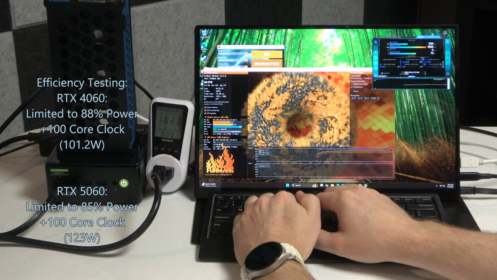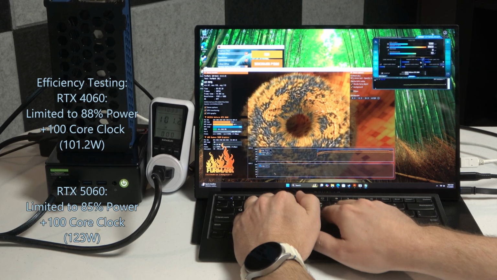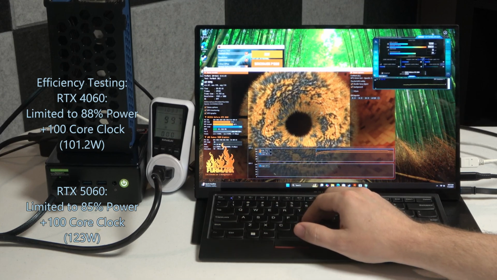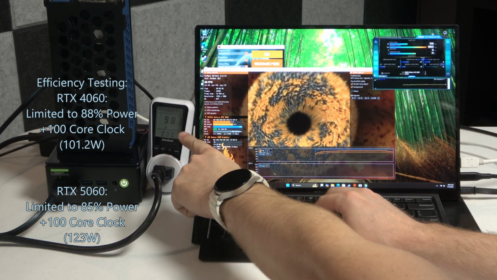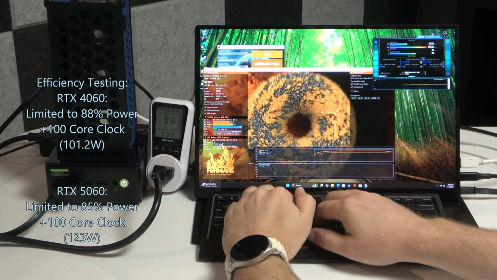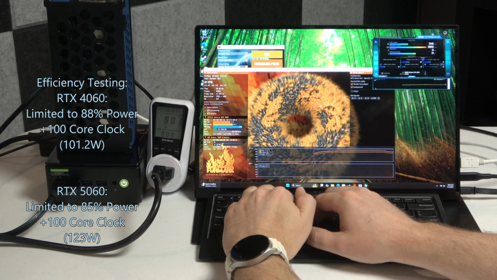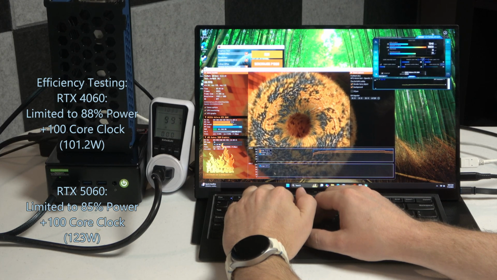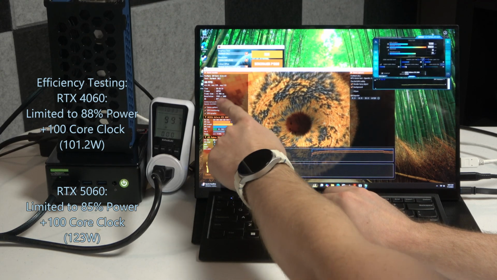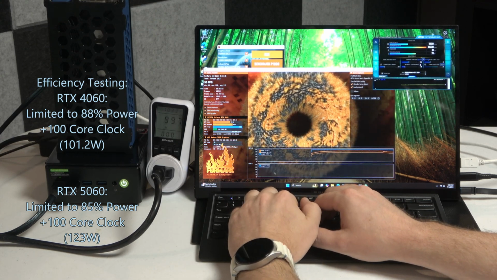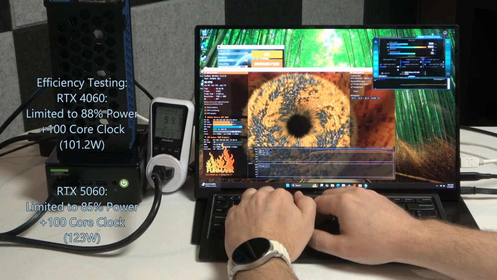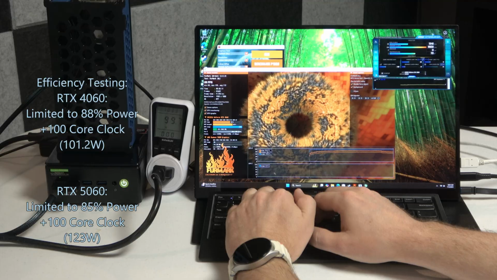As it turned out, the 5060 can't be tuned all the way down to 100. Its power limit will not go that low using just the power limit feature. You'd have to get more creative with your curves to limit it. So what I ended up doing is just making both of these chips more efficient by adding 100 clock on the undervolt curve and limiting the 4060 to 88% and the 5060 to 85%, which is as low as I could go. So let's see what that looks like.